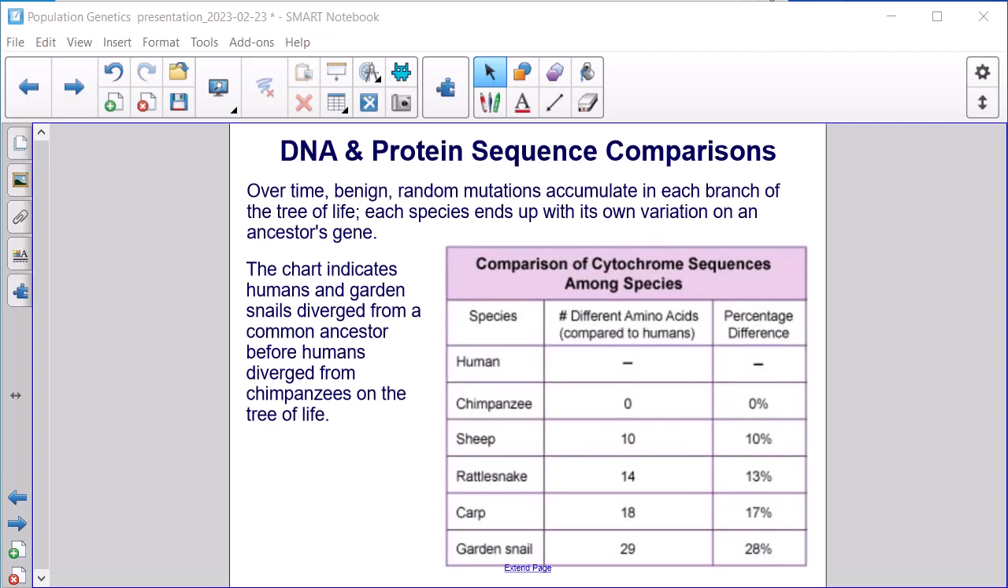Over time, benign random mutations accumulate in each branch of the tree of life. Each species ends up with its own variation on an ancestor's gene. The chart indicates human and garden snails diverged from a common ancestor before humans diverged from chimpanzees on the tree of life.